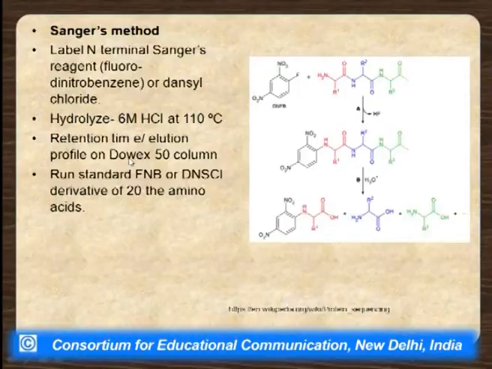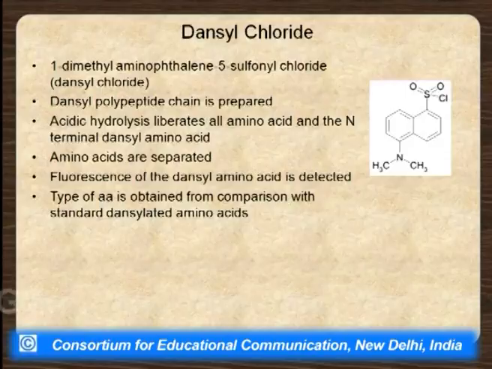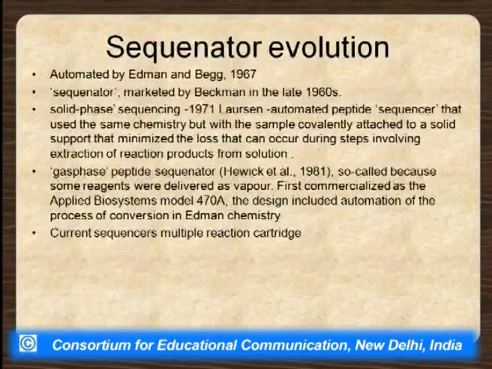And this is Sanger's method, where the N terminal is labeled with FDNB, and we can hydrolyze the polypeptide with 6 molar HCl at 110 degrees and then run it on a Dowex column, where retention time and elution profile can be generated, and the data can be compared to the standards, which are the FDNB or dansyl chloride derivatives of the 20 amino acids. So, this is the structure of dansyl chloride.